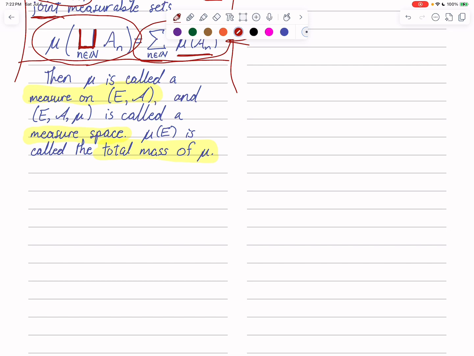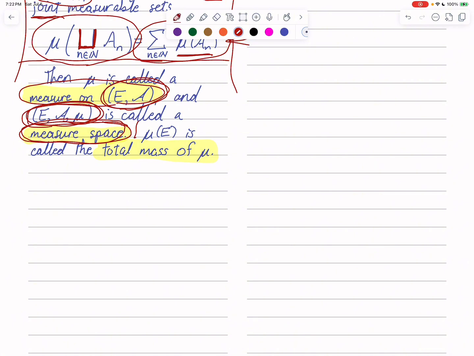Now, if mu has all of those properties, it is called a measure on the measurable space. So E, A was a measurable space. And moreover, the triple E, A, mu is called a measure space. So there is a measurable space, that is this here, which does not yet have a measure. Once it is furnished with a measure, we call it a measure space. So there's a measurable space and there's a measure space.